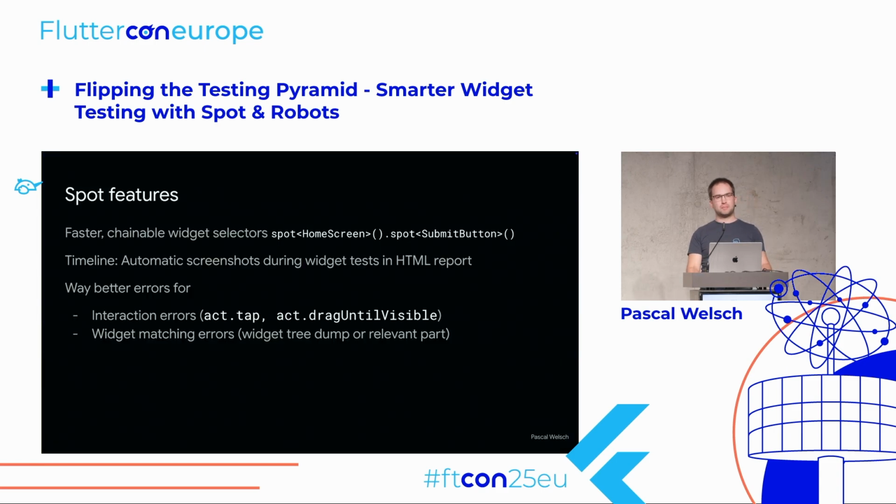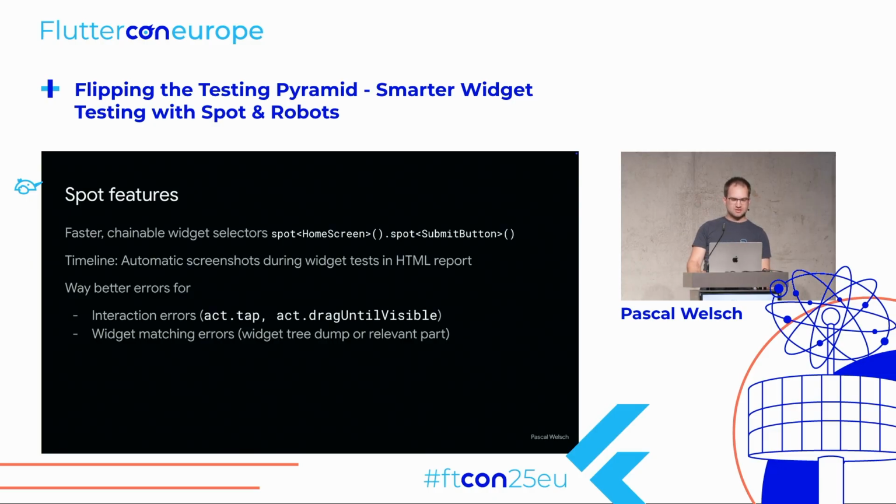First of all, matchers. The find API is a bit limited. You've seen the ancestor and descendant part. It's not easy to read. I created a way that you can actually chain those selectors, so you can find a submit button in the home screen with a quite simple syntax.